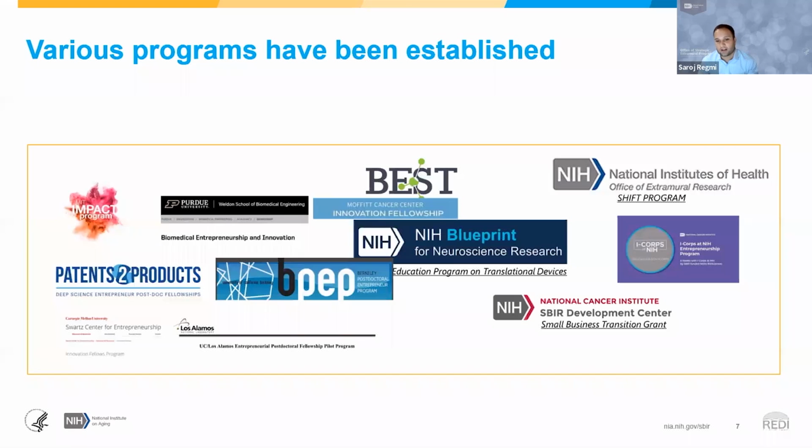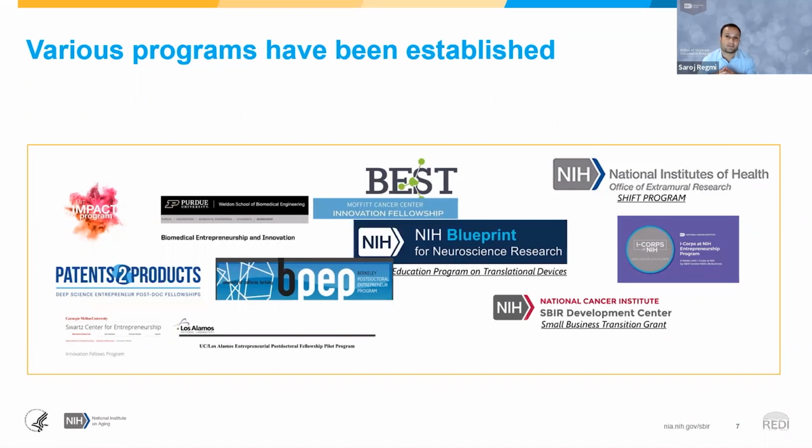In line with this, various programs have been established both within the NIH and outside. Within the NIH, some of the ones to note are the SHIFT program. This was a program that was launched a couple of years ago, and it allowed early career scientists to work at a startup as a PI. And while this program was discontinued, we at the NIA found it to be quite helpful in promoting entrepreneurship.